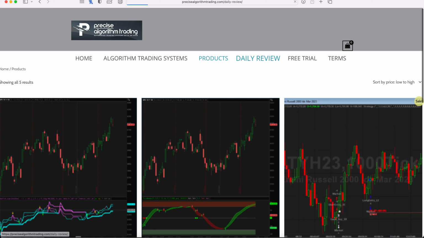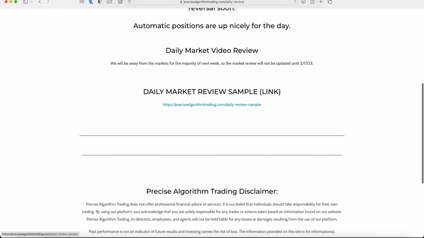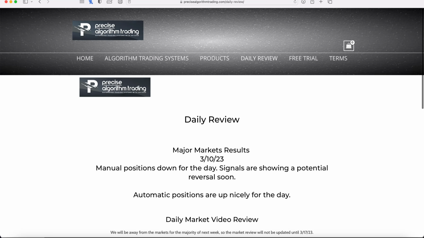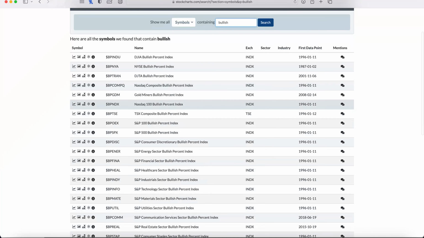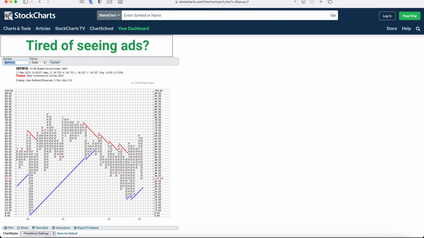And the daily review tab is where I'm going to be changing what we're going to look at. We're really just going to look at the results of how our systems work. I'm also going to continue to show this because I think it's helpful. Stockcharts.com, it's a great free tool. They've got some tools that you could pay for as well, but this really helps me to understand where the risk is in the market.